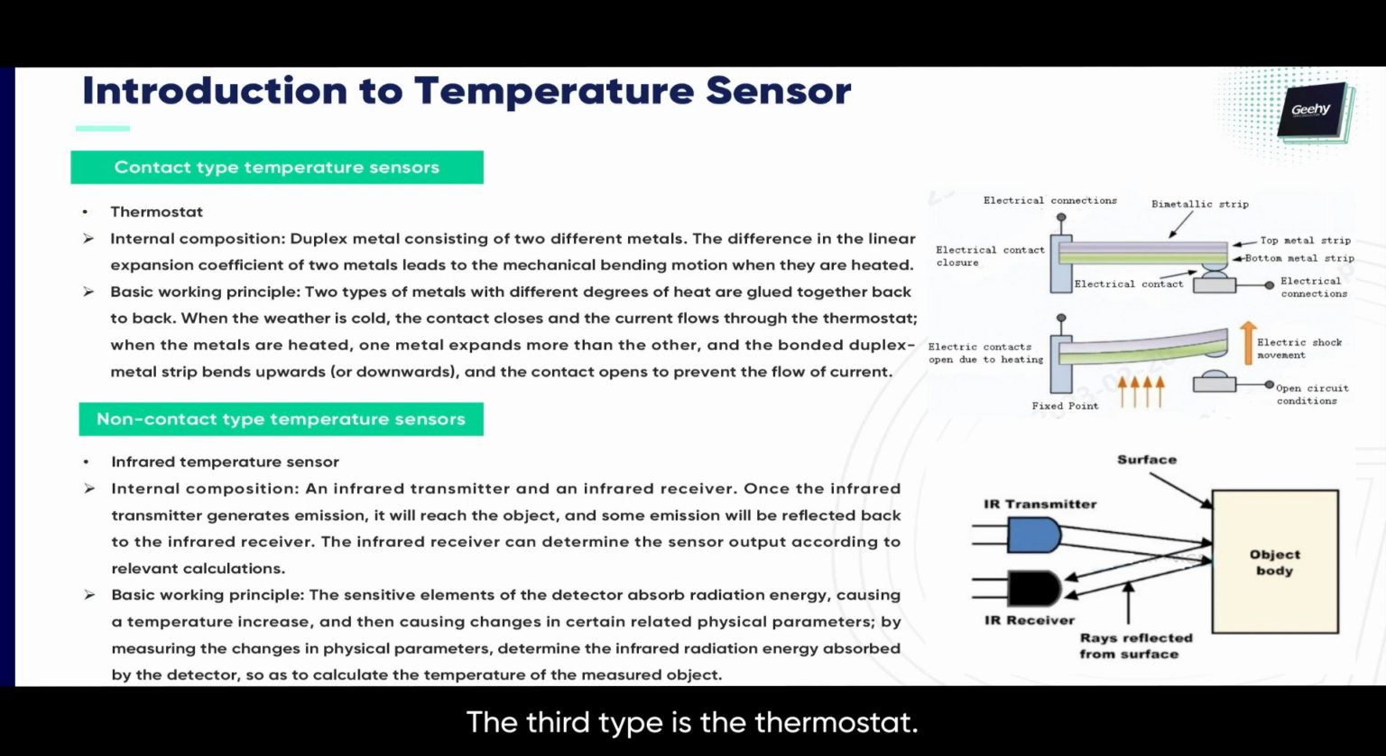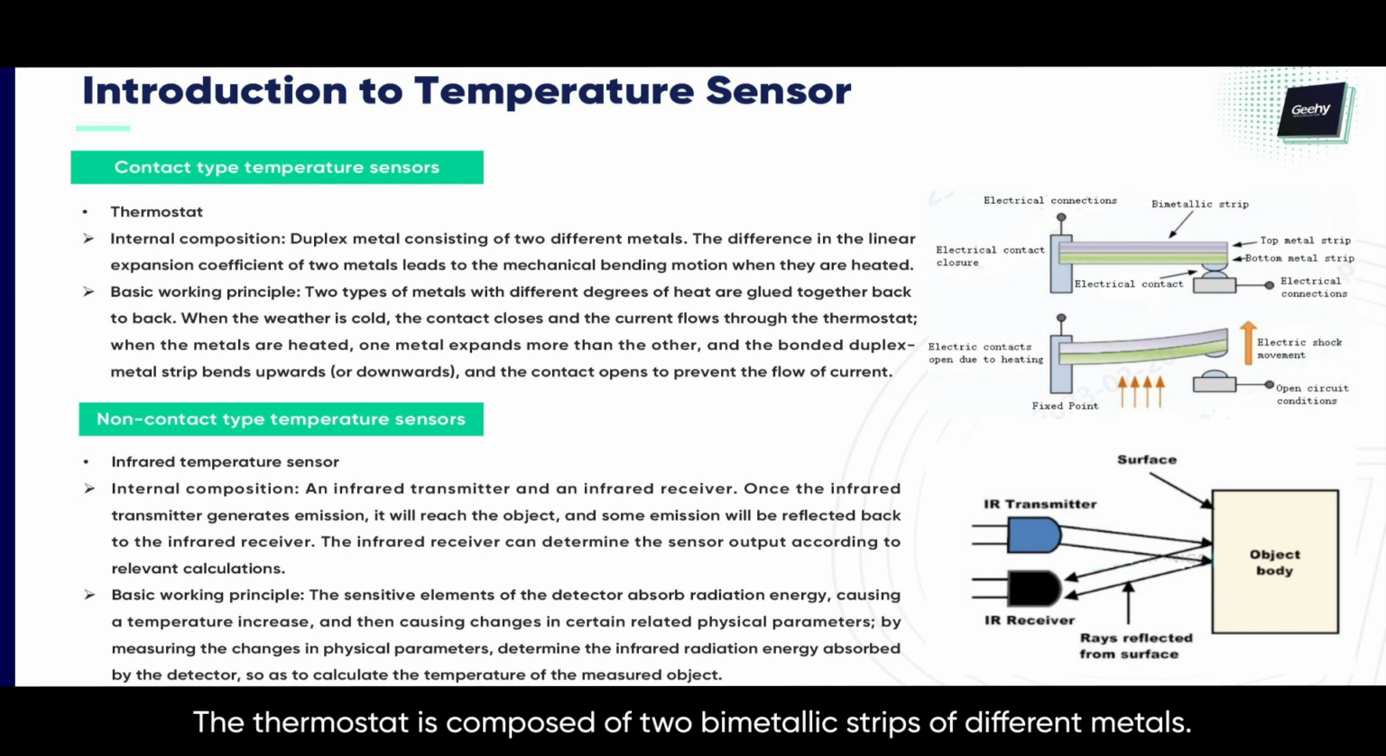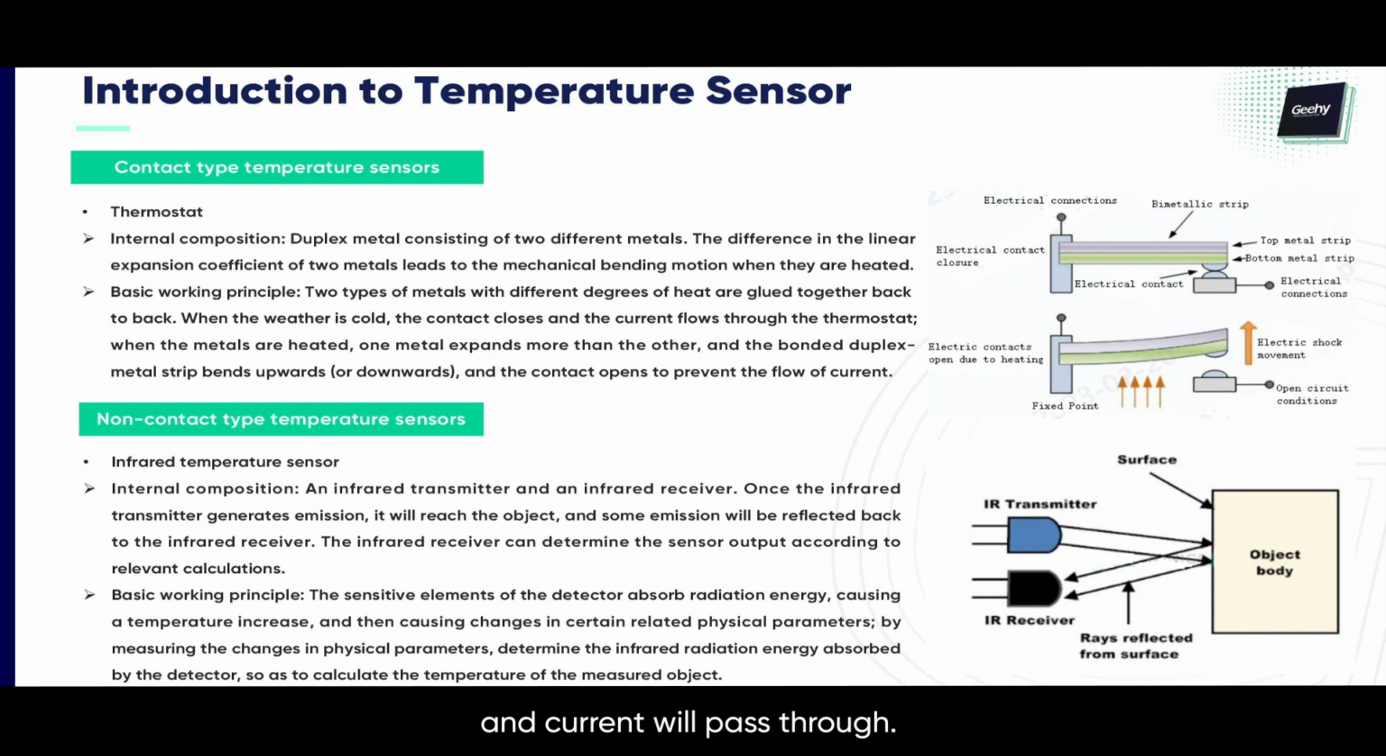The third type is the thermostat. The thermostat is composed of two bimetallic strips of different metals. Its working principle is that these two metal strips stick together, and when the weather is cold, the contact will close, and current will pass through.